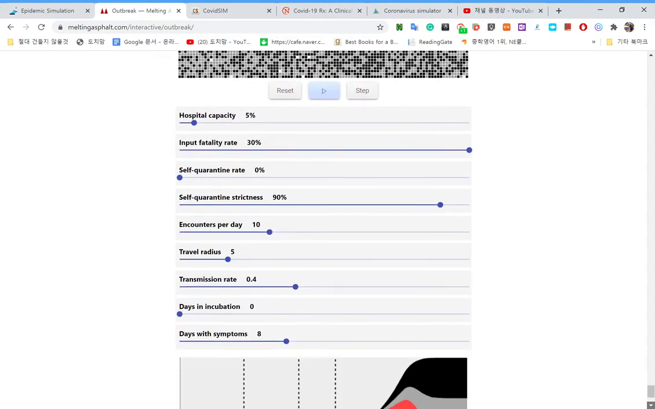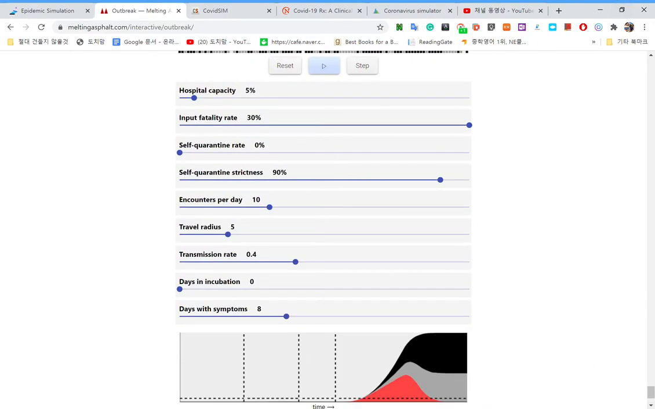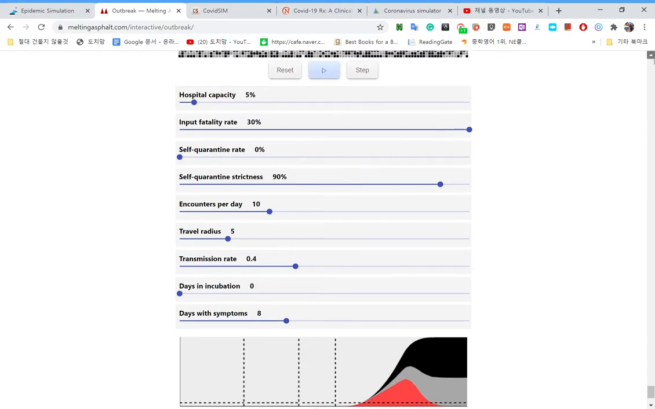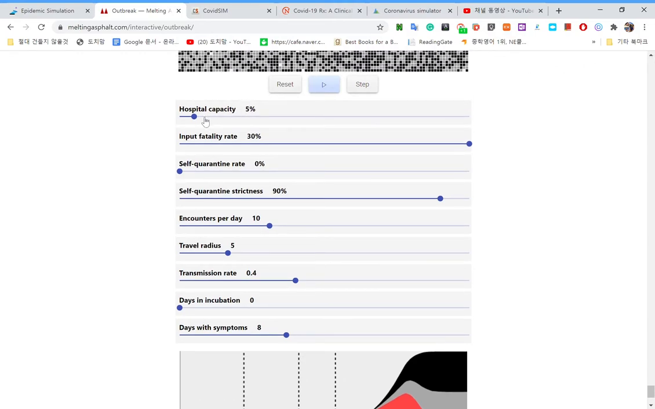And we're just going to go down to the full model because we don't want to waste any time. So, these are the basic bars. This is the hospital capacity. If the number of infected people is bigger than this capacity, then everybody gets infected. This is the fatality rate. This is the self-quarantine rate. This is the self-quarantine strictness. You know what that means. And this is the number of encounters per day.